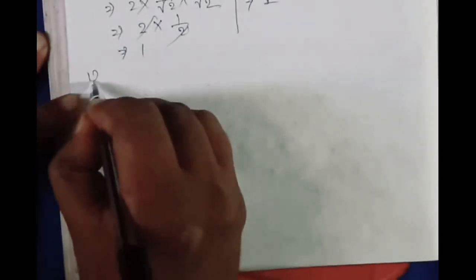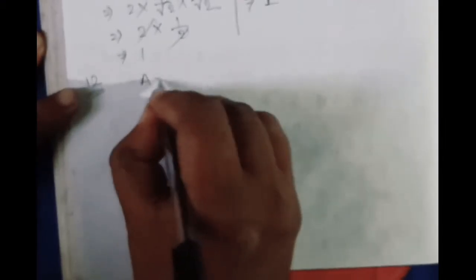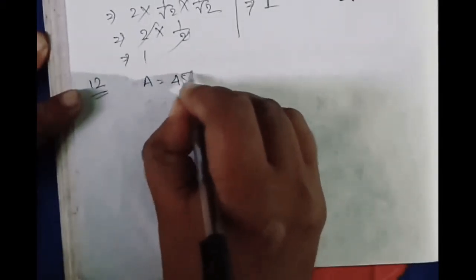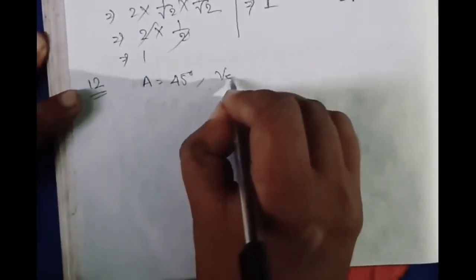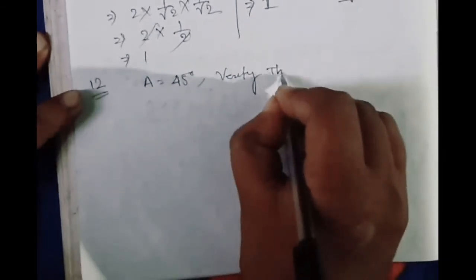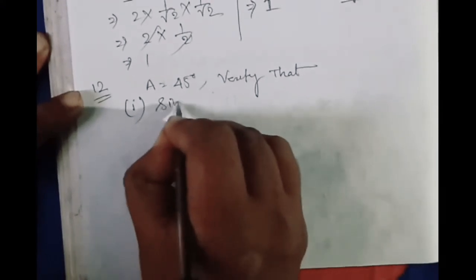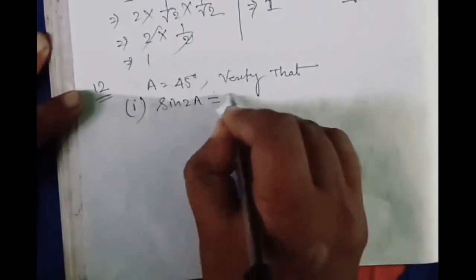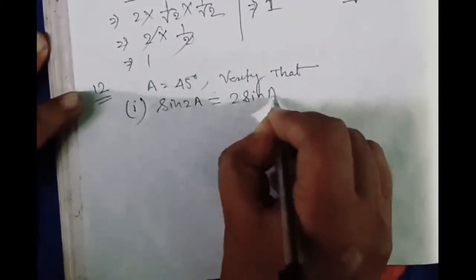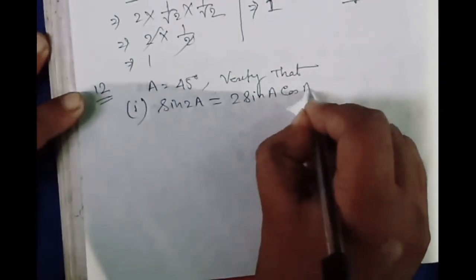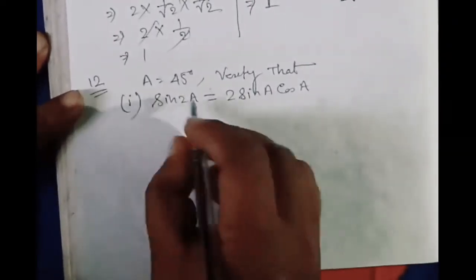Question number 12. What is given in question number 12? If A is equal to 45 degrees, then verify that sin 2A is equal to 2 sin A cos A. This we have to verify. So, A is equal to 45 degrees.